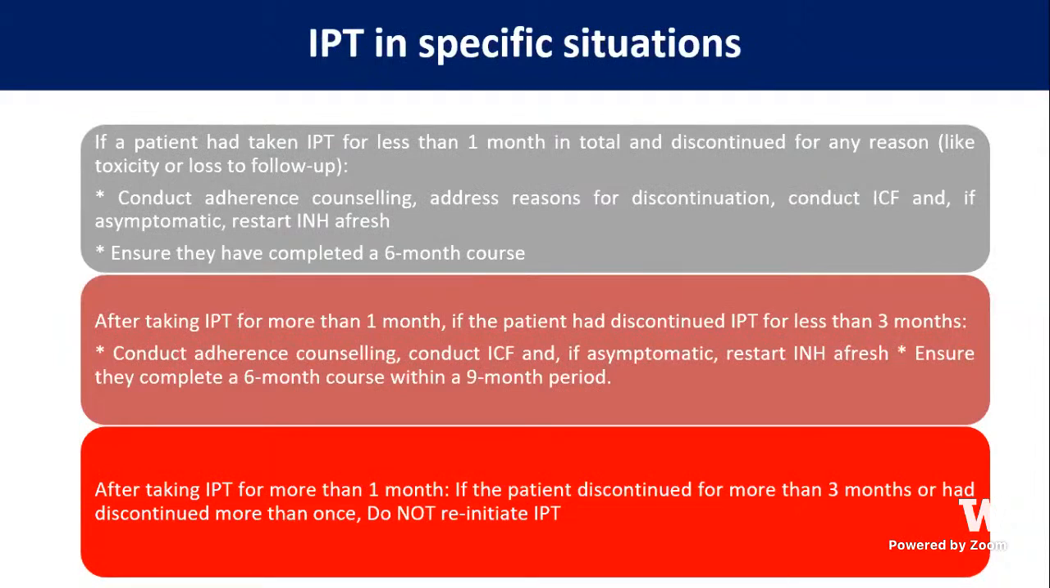Now, there is another situation where a patient had taken IPT for less than 1 month in total and discontinued for any reason. In these patients, we need to do thorough adherence counseling, address reasons why the patient has discontinued, and then ensure that they complete the 6 months course. Now, if a patient has taken it for more than 1 month and has discontinued for less than 3 months, we need to ensure that the 6 months course is completed within a period of 9 months.